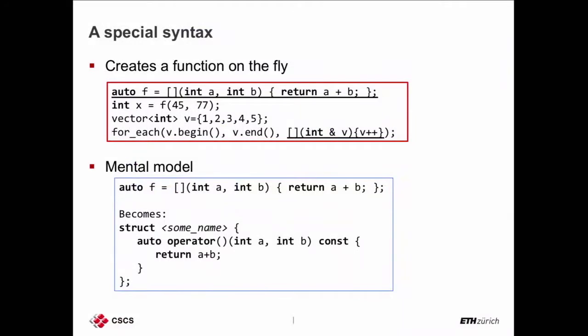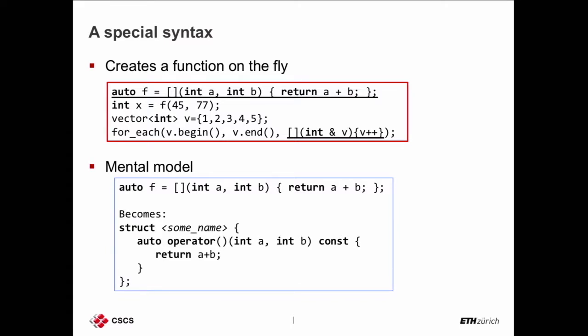Lambda takes its name from the concept of lambda calculus, which was developed in the 1930s and then became the foundation of the functional languages. The idea is to be able to create a function on the fly. You create a function with no name, and you can use it.